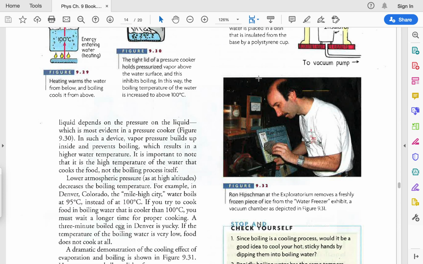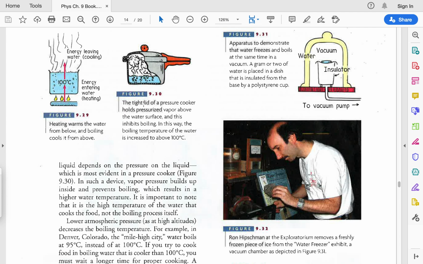Continuing on, you can see a pressure cooker. The tight lid of a pressure cooker holds pressurized vapor above the water surface, and this inhibits boiling. In this way, the boiling temperature of the water is increased to above 100 degrees Celsius. So therefore, the water cannot boil because the pressure is too great to allow it to boil.